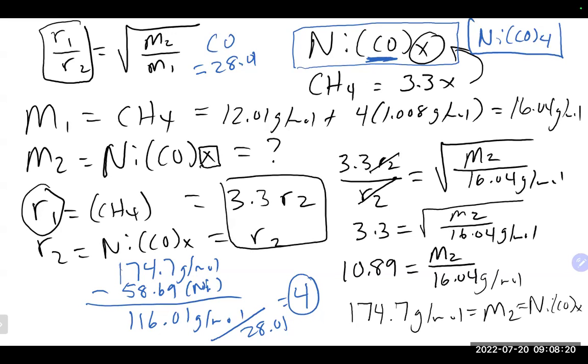So by using the information about how another gas effuses, we're able to figure out the molar mass of this unknown compound, and then by doing a little bit of calculation, we're able to figure out the actual formula of this unknown compound. Any questions on any part of that?